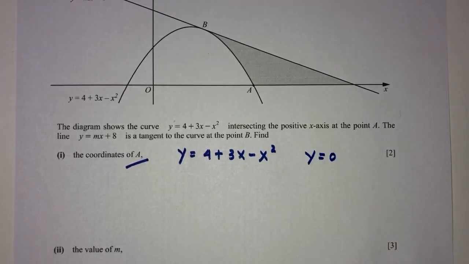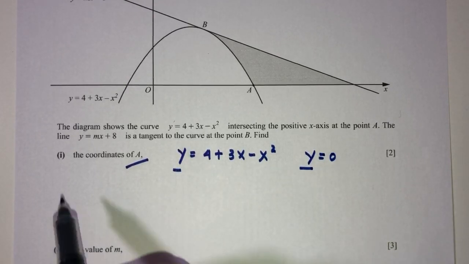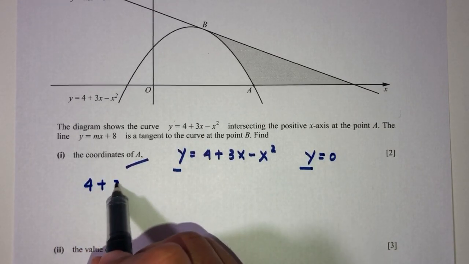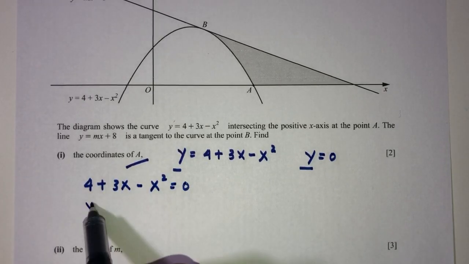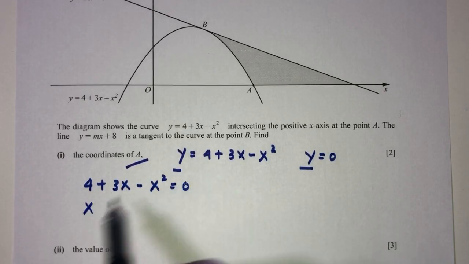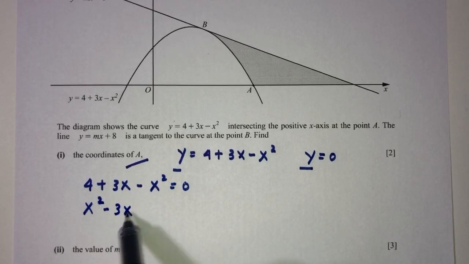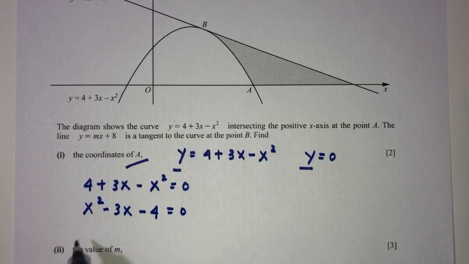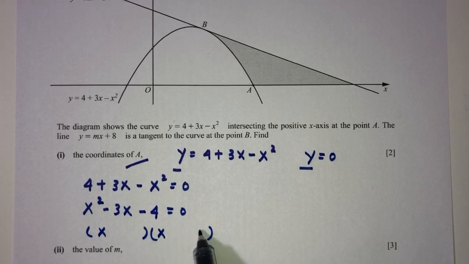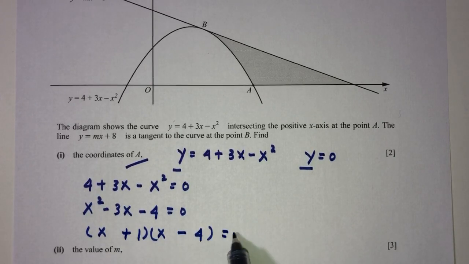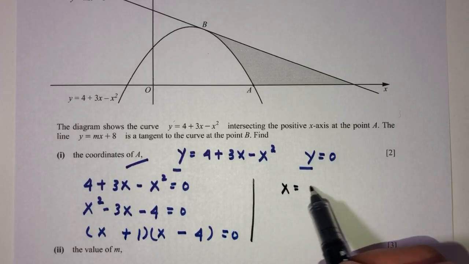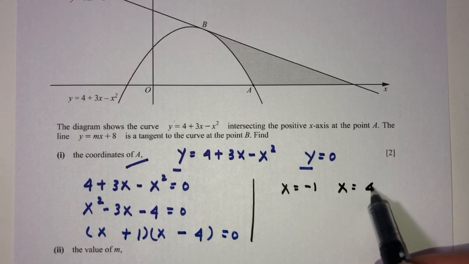You have to know this, right? Replace them back in the equation. You will have 4 plus 3x minus x squared is 0. We can make this one become positive. Send this over here. You will have x squared minus 3x minus 4 is 0. Factorize: x, 4 is 4 times 1, minus 3 is minus 4 plus 1. So we conclude that x can be minus 1, x can be 4.